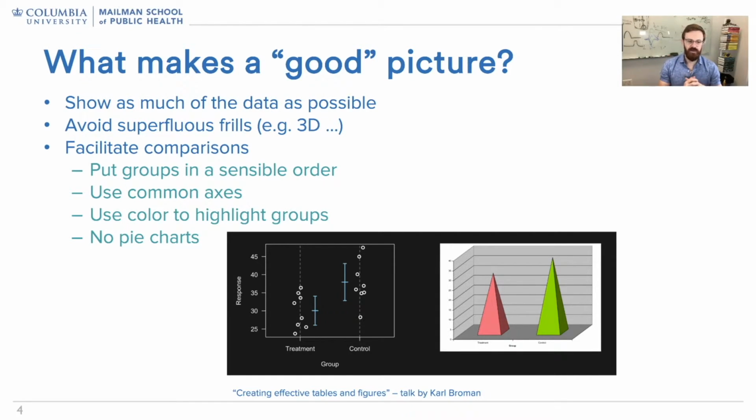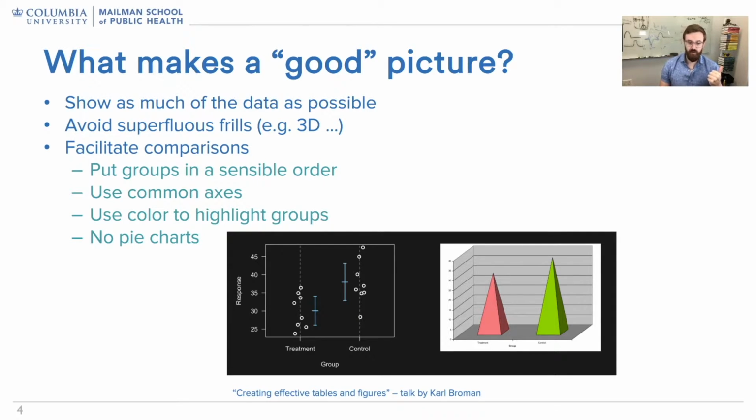Color can be a relevant way to highlight groups, meaning that if you want to show, say here, a treatment and control, that's great. If you wanted to have multiple colors here, that's maybe something that's going to be helpful as well. The figures down here at the bottom are taken directly from this talk by Karl Broman, and you can see they actually convey the same data sets.